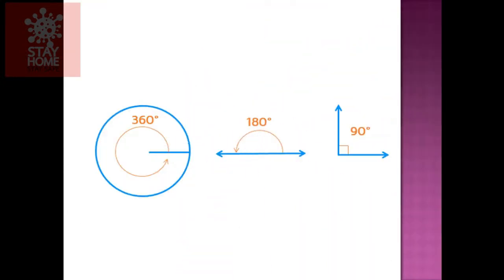Fundamental rules of geometry. You can see on your screen, this is a circle, and in a circle there are 360 degrees total, and from here to here this is a half circle. In the half circle there are 180 degrees, and this is a 90 degree angle. From here to here the angle is showing 90 degrees.